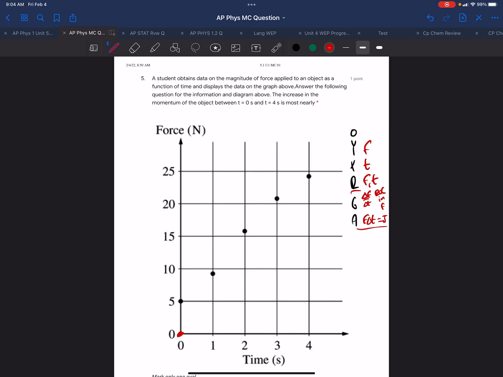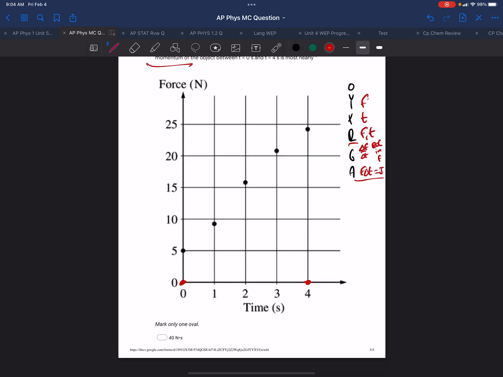So they have the magnitude of the force as a function of time. Answer the following questions using information in the diagram above. The increase in momentum of the object between t equals 0 and t equals 4 seconds is most nearly what? So we want the increase in momentum. Well, momentum isn't one of the choices we have here.